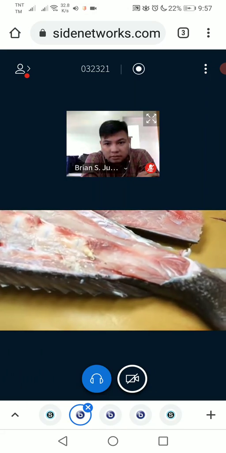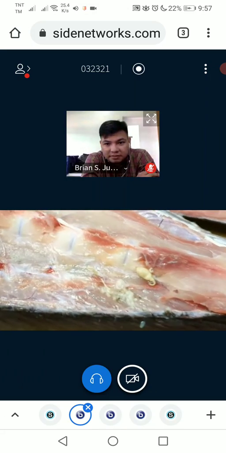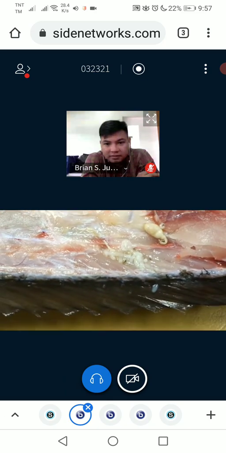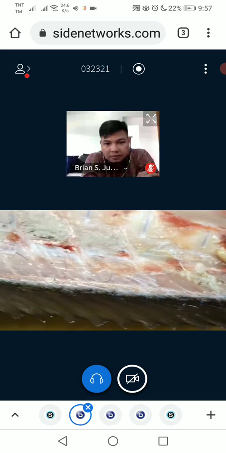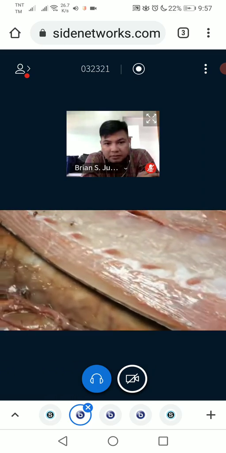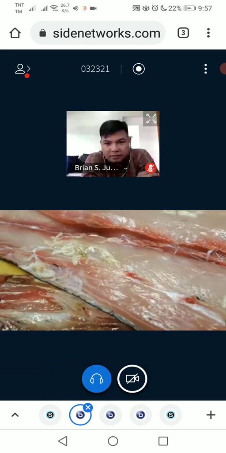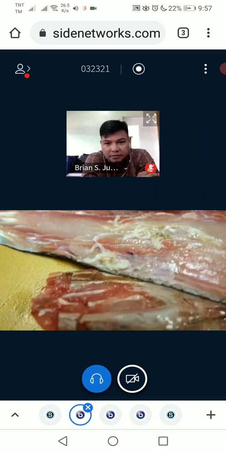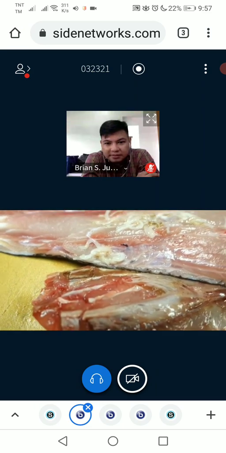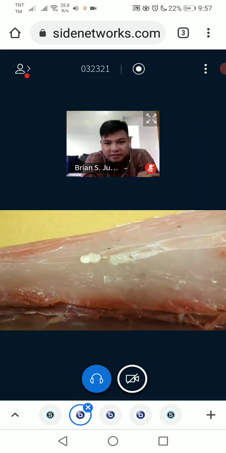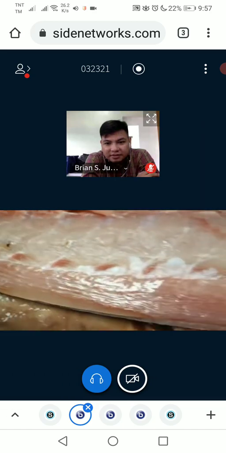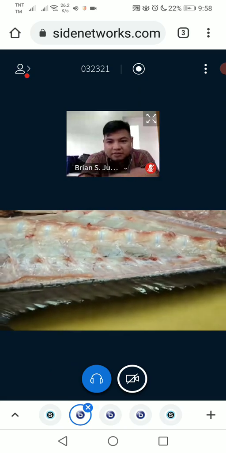Let's get a close-up view for our viewers out there. These are parasites. Let me show, it's only the tail side. Yes. And here's, so yeah, it's inside the meat. Unbelievable, huh? So this fish is infected.